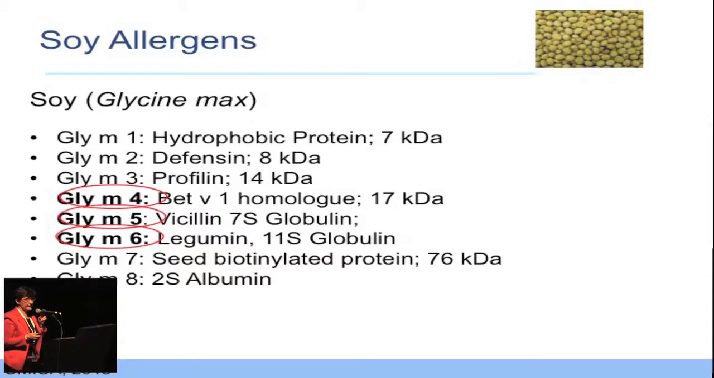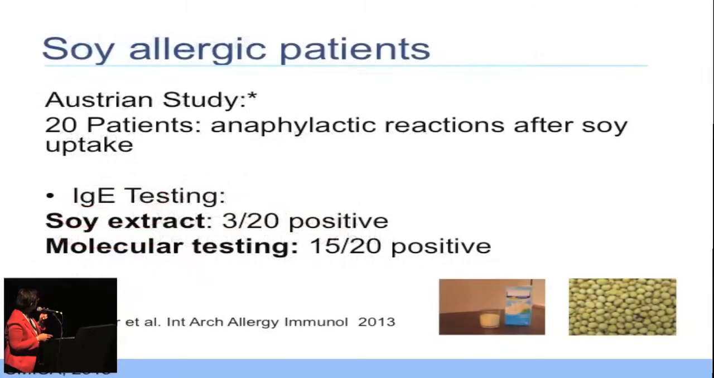Gly m 4 is, again, the Bet v 1 homologue, but then we have the seed storage proteins coming into this pattern, which is the 7S globulin and the 11S globulin. Again, seed storage proteins are highly enriched in seeds, or in plant embryos, if I may call them so, for the plant to develop, to get energy of this. And these seed storage proteins cause allergic problems in patients, not only in the seeds, not only in the soy, but also in the nuts, as you will see in a minute. So let's focus on those 3 different allergens.